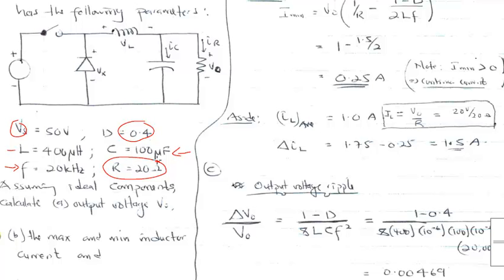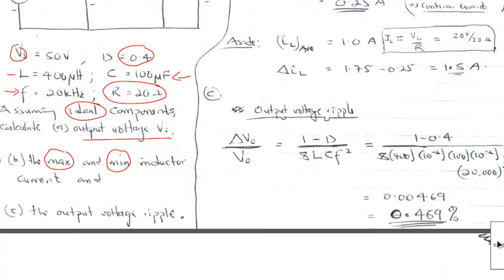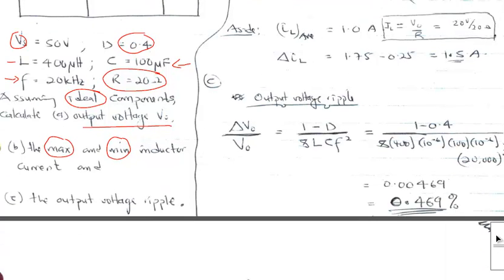We are being asked to assume ideal components. The first question is to find the output voltage VO. The B part of the question is to find the maximum and the minimum inductor currents, and we know how to do this now. And the last part of the question, if I scroll up, is to find the output voltage ripple.